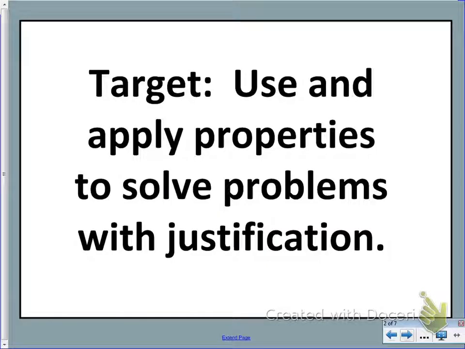Welcome geometry students. Today we're going to continue working with a target that states use and apply properties to solve problems with justification. The key when we hear justification is really just that you need to have the ability to explain why you're creating the equations that you're creating or the statements that you're making. So you need to be able to explain your work this unit.